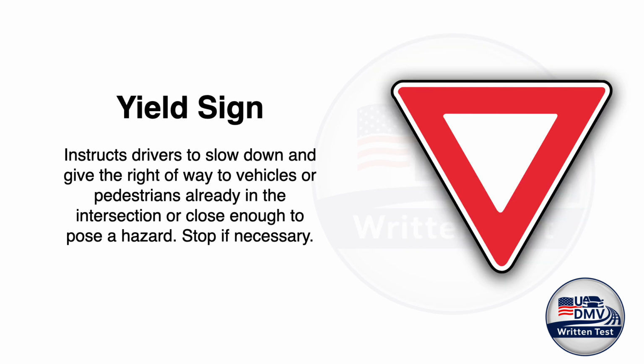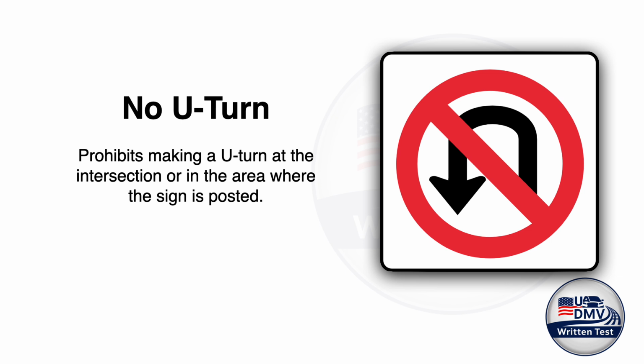Yield sign instructs drivers to slow down and give the right of way to vehicles or pedestrians already in the intersection or close enough to pose a hazard. Stop if necessary. No U-turn prohibits making a U-turn at the intersection or in the area where the sign is posted.